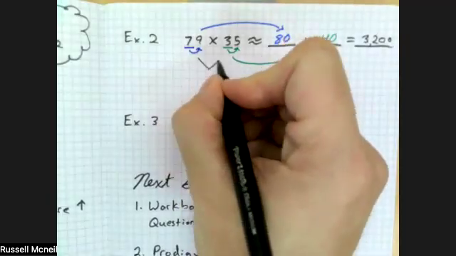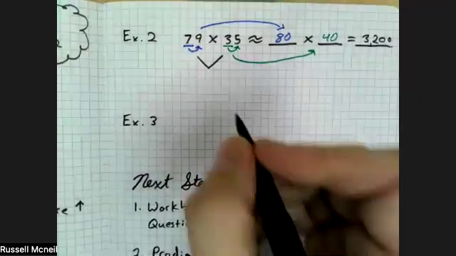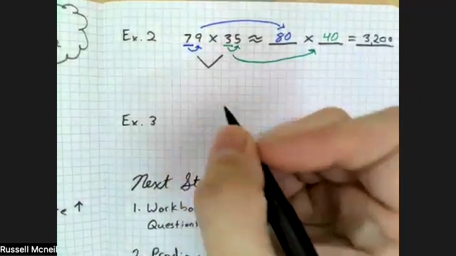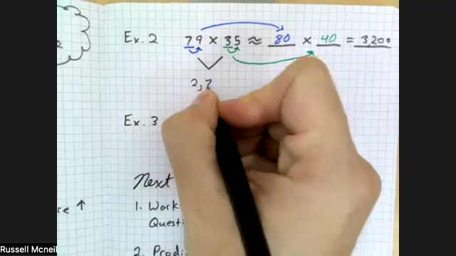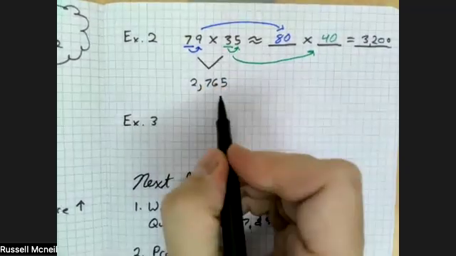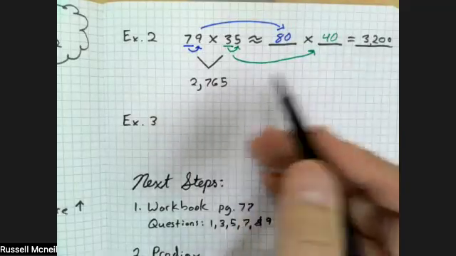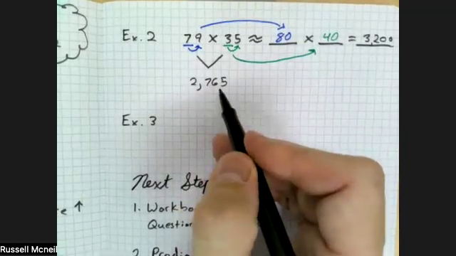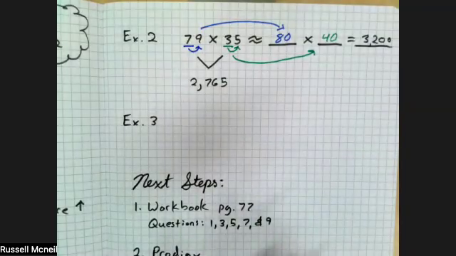We do need to figure out what the actual answer is here. If we work this one out, you will find the answer is 2,765. The actual answer is smaller than our estimate, but is it near there? This is about 3,000. This is about 3,000. We are near.